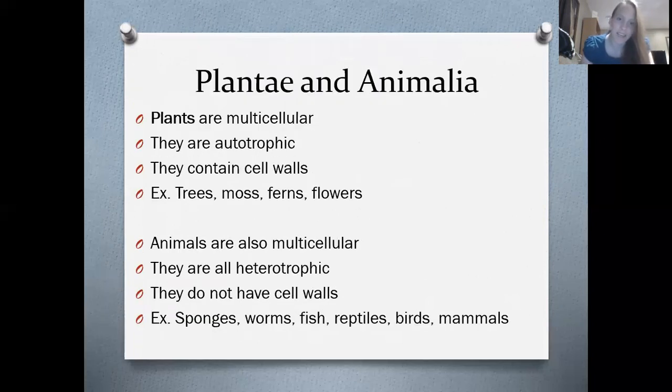Then we have the plants, which are multicellular, autotrophic, and have cell walls. Those are things like trees, moss, flowers, that kind of stuff. Animals, also multicellular, but they are heterotrophic and do not have cell walls. They include everything from sponges to fish to reptiles, birds, mammals.